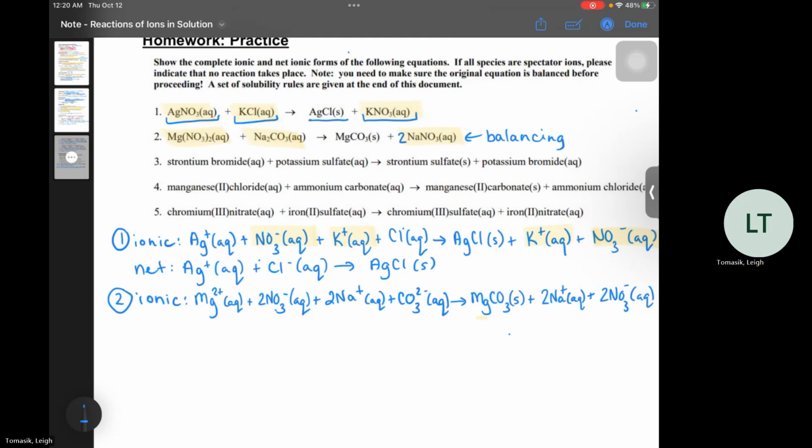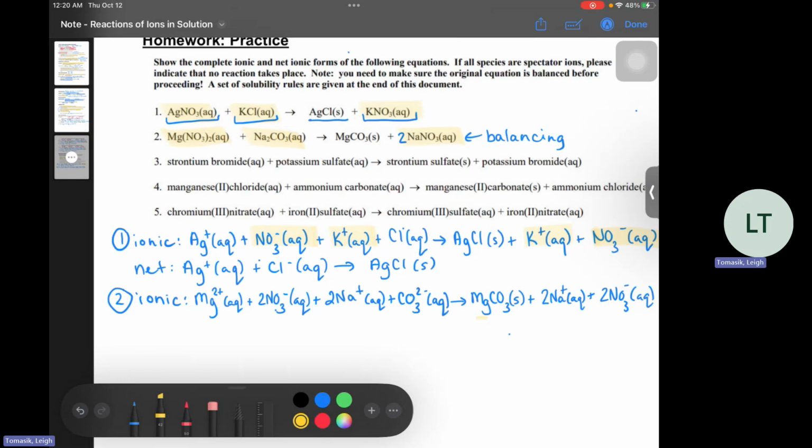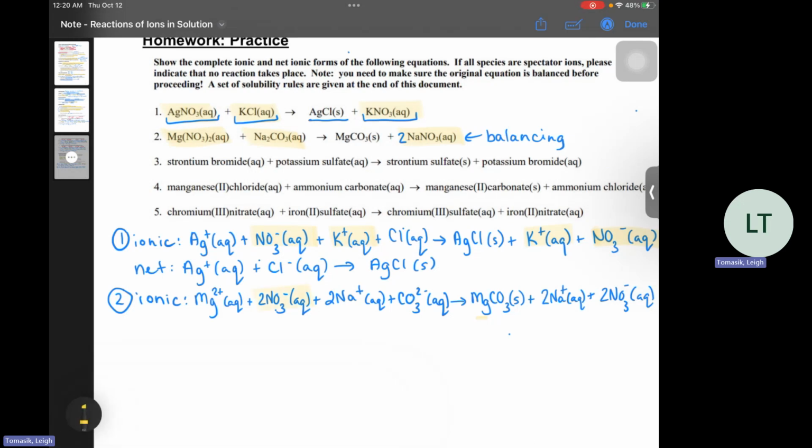Okay, find the spectator ions. Mg becomes part of the precipitate. 2NO3 minus is an ion on both sides, and 2Na plus is an ion on both sides. So those are our spectator ions, and we're not going to include those in the net ionic equation. So we have Mg2 plus aqueous plus CO3 2 minus aqueous becomes MgCO3 solid. Easy peasy.